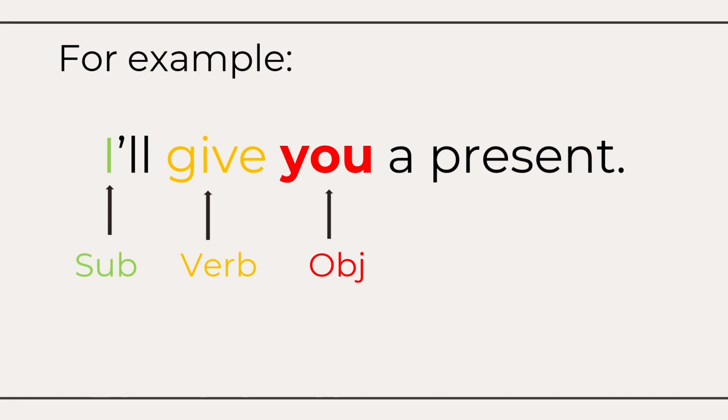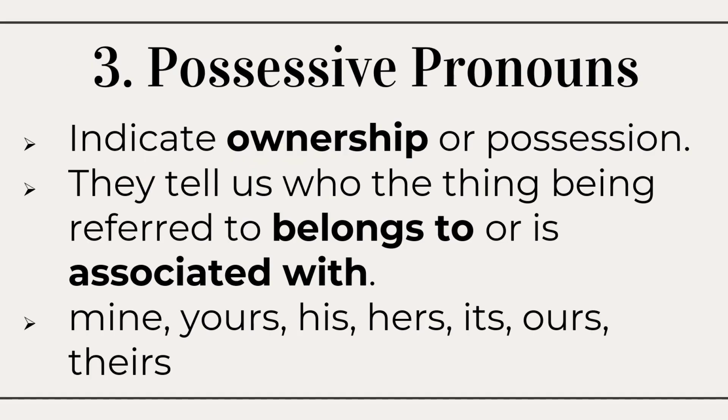It may seem confusing, but do watch this part a couple of times to grasp this concept. It's not that difficult. Third one is possessive pronouns. Possessive pronouns indicate ownership or possession. They tell us who the thing being referred to belongs to or is associated with.